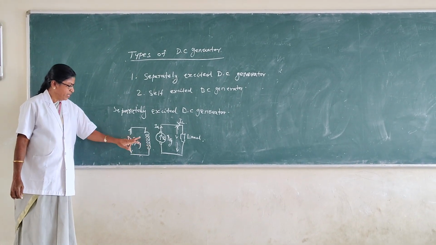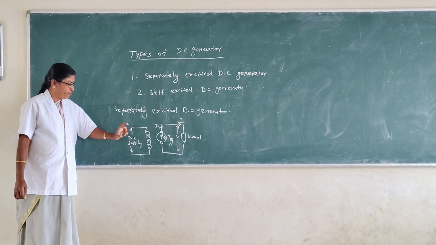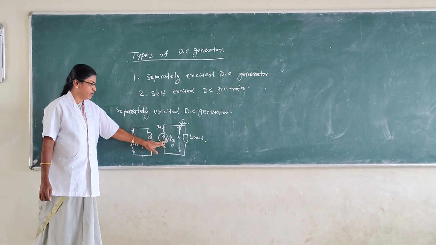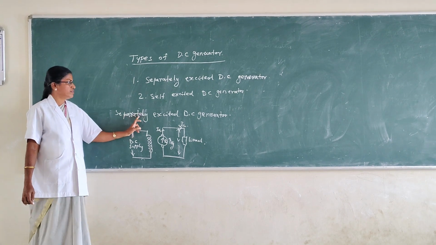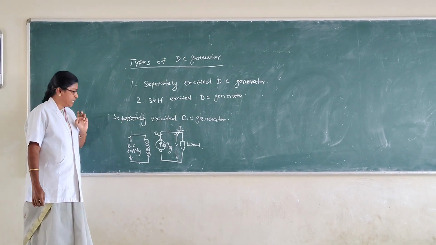Here the DC supply is given only to the field winding. No supply is given to the armature. So that's why it is called a separately excited DC generator.